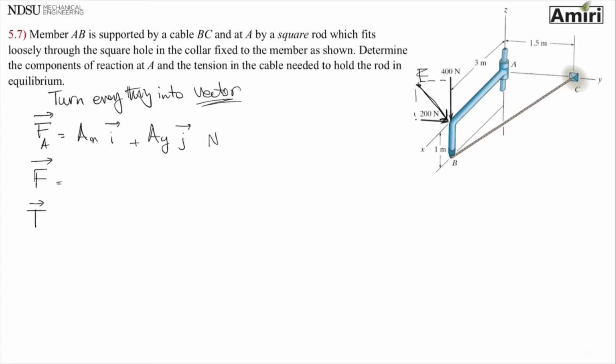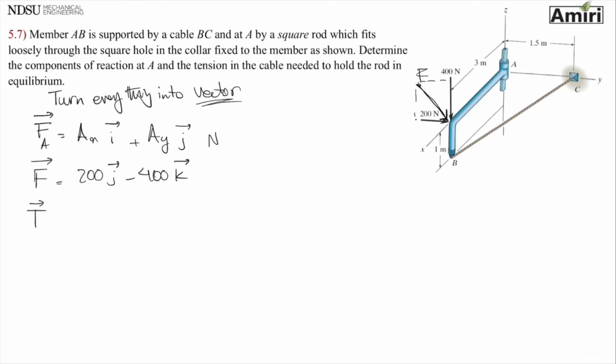Force F, which is active force and it's given, it has 200 newtons pointing towards positive y-axis. So it's going to be 200J. And it has 400 pointing down. So I'm going to say minus 400K.